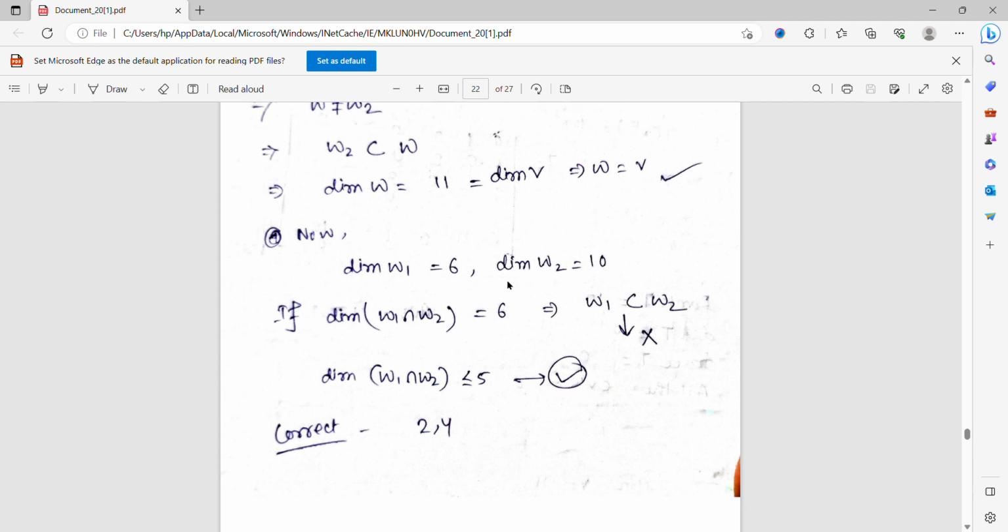Now if dimension of W1 intersection W2 equals 6, that means W1 intersection W2 is basically W1. That will imply W1 is inside W2, which is wrong, because we already saw that f(x) equal to x is in W1, but it is not in W2. So dimension of W1 intersection W2 cannot be 6, so it is less than or equal to 5, so it is at most 5. So correct answers are 2 and 4. It is a very interesting problem. I think it is one of the good problems of linear algebra.